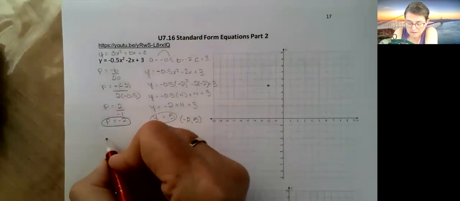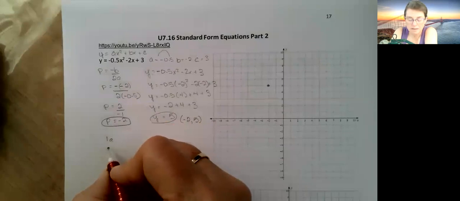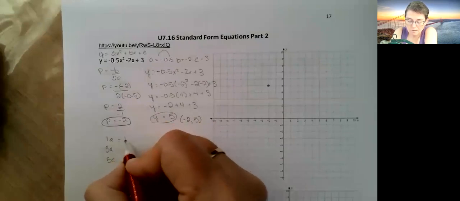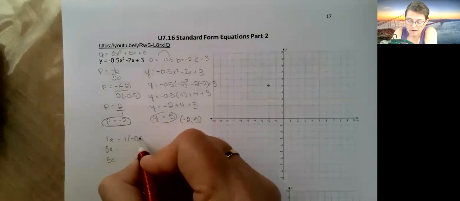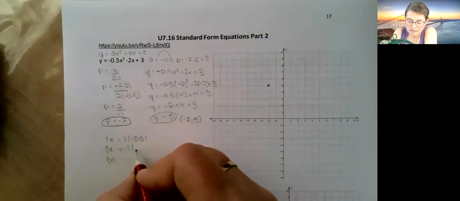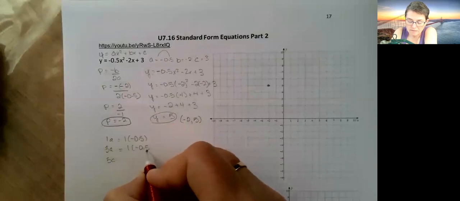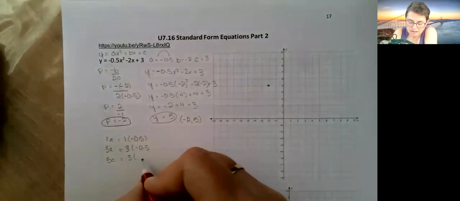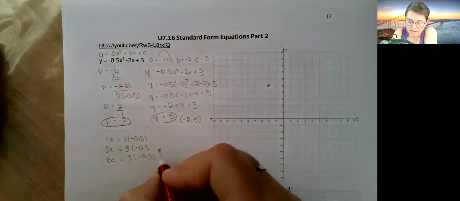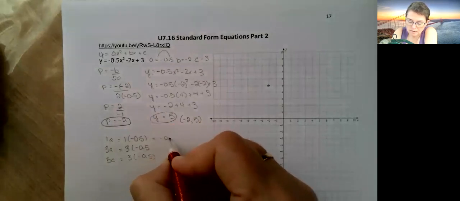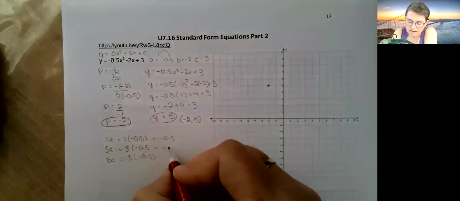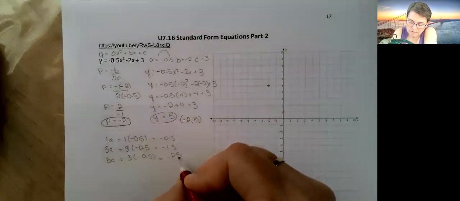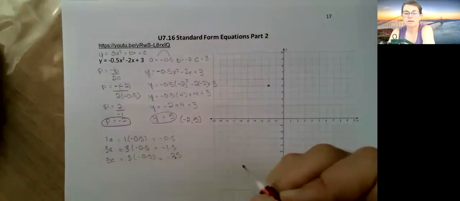Now the magic numbers, 1a, 3a, 5a. 1 times negative 0.5, 1 times negative 0.5. Well, that would be better if that was a 3. 3 times negative 0.5, negative 0.5, negative 1.5, negative 2.5. Just like that.